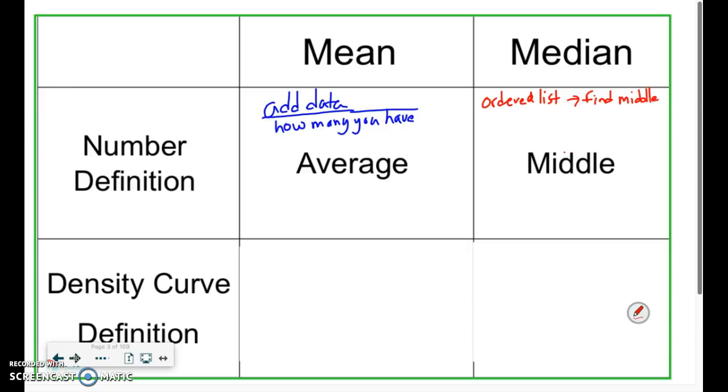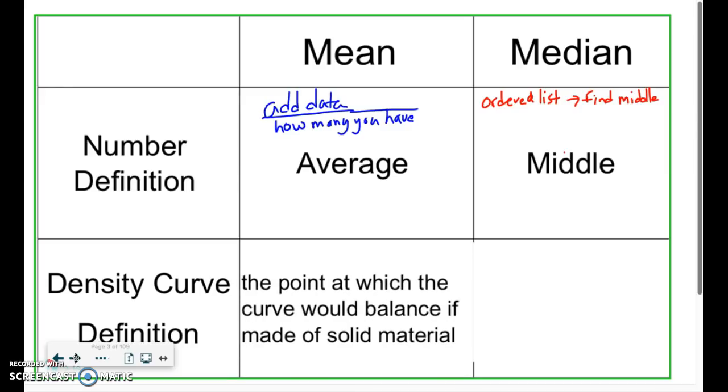All right. Density curve definition when we have the mean. What is the definition? It's the point at which the curve would balance if it was made of solid material. So if we could put our finger under the curve and have it like a little teeter-totter, where would that thing balance? Okay.